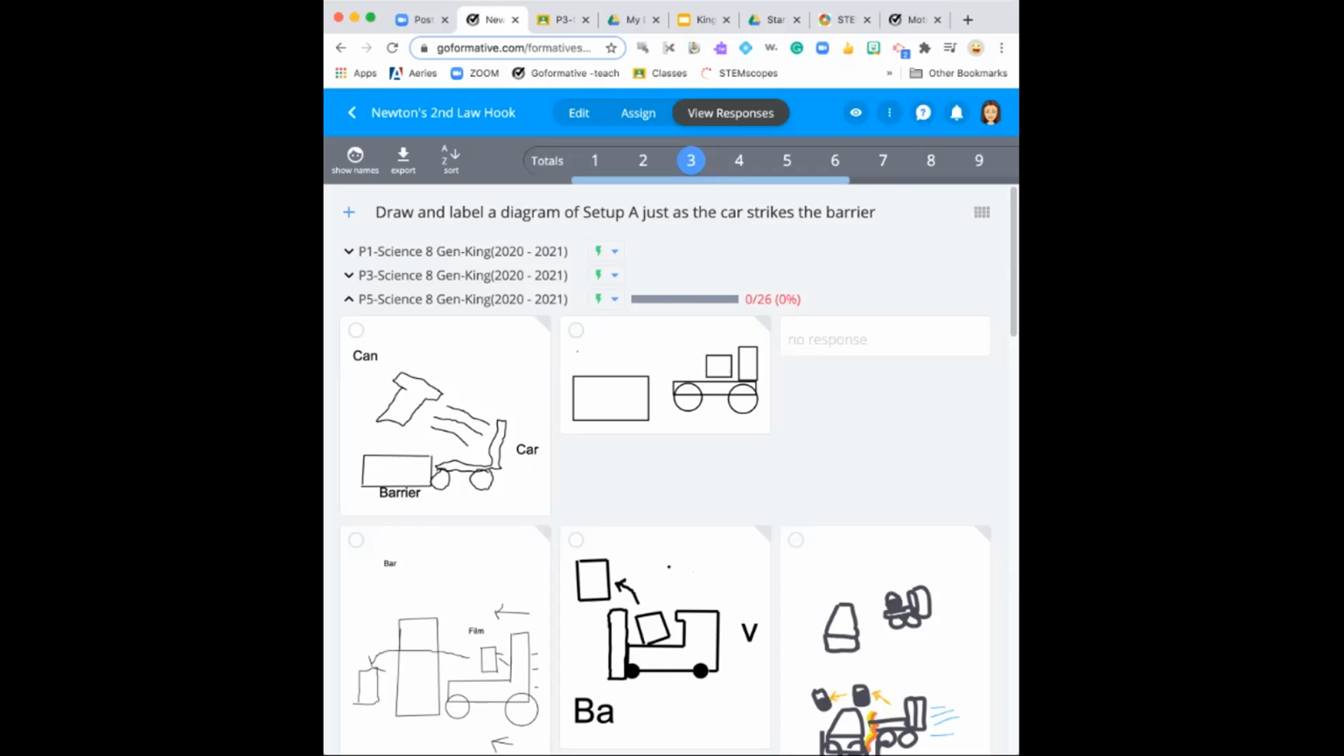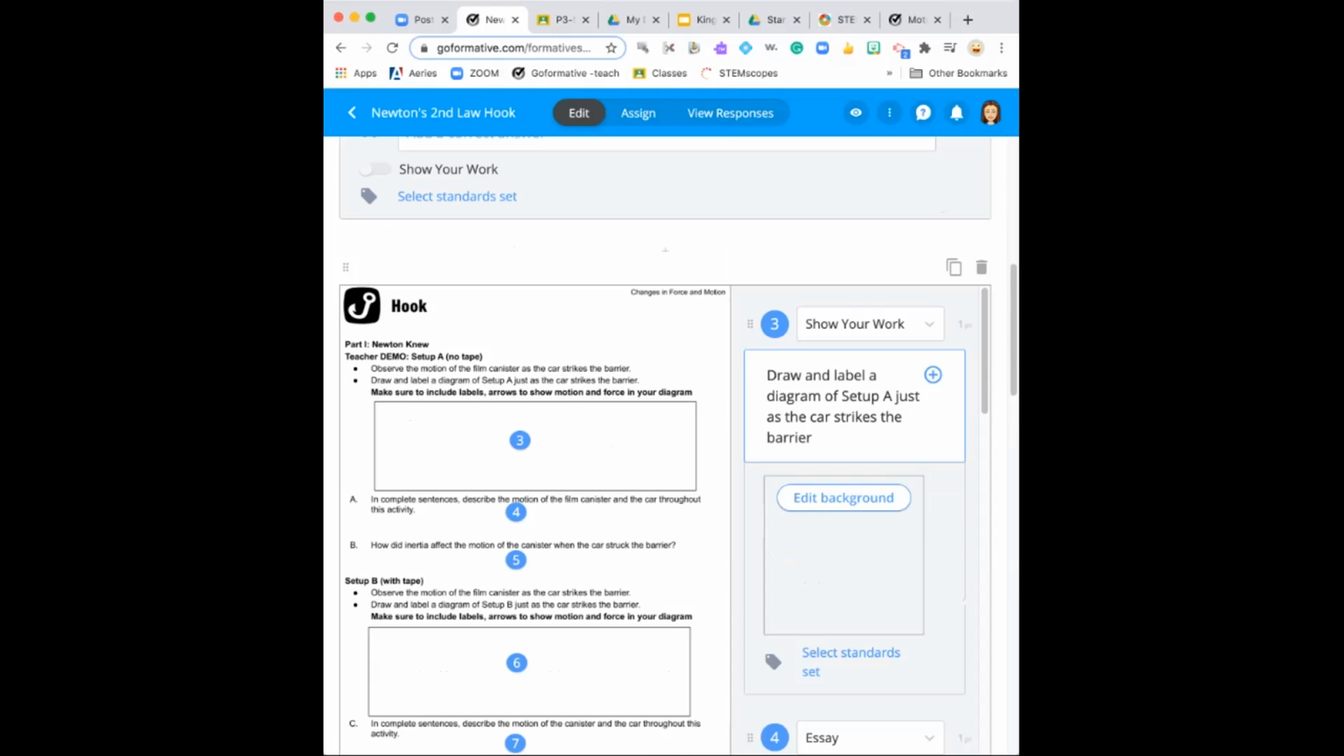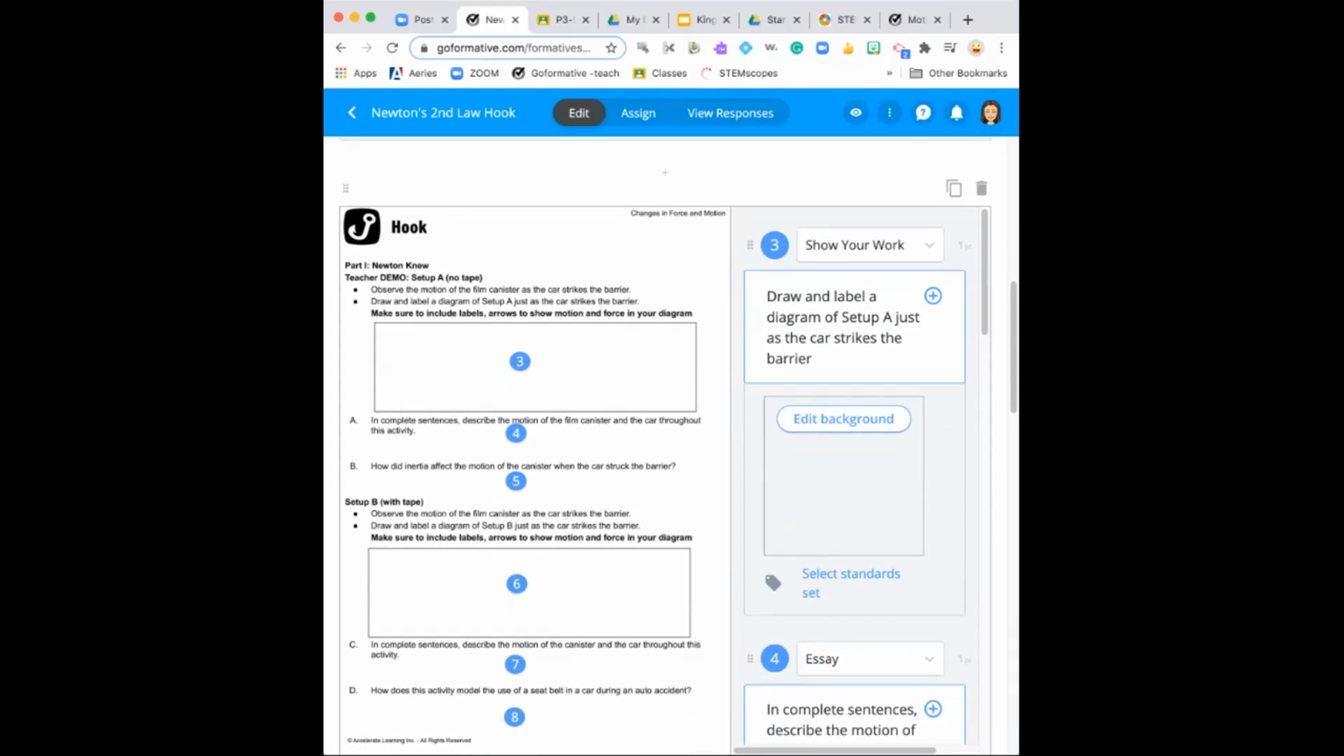So when we are talking about diagrams, we need to make sure that we include labels and arrows to show motion and force. Okay. Number 4, describe the motion of the film canister and car throughout this activity. Let me clear your things here. Any volunteers? What happened to the car and canister through this activity?